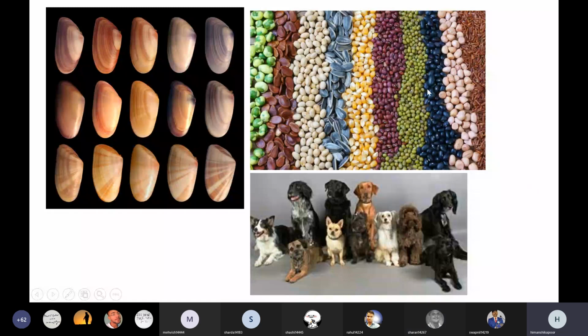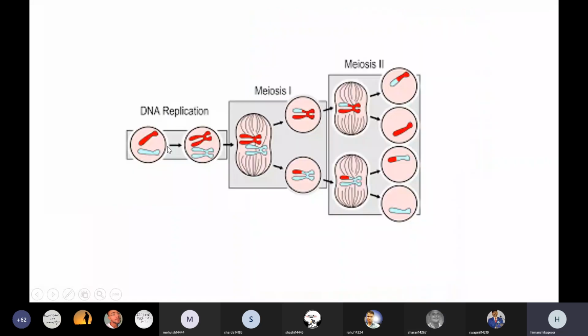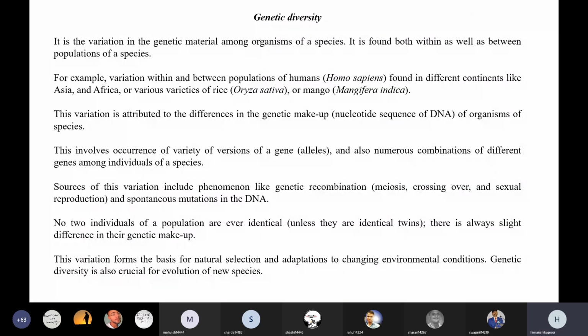How does this genetic diversity occur? What is the basis for it? We have variation in the gene expression, and then we have variation in the gene sequence. Variation in the gene expression can be because of the variation in the gene sequence, or the variation in expression can also be due to adaptations to different environmental conditions.